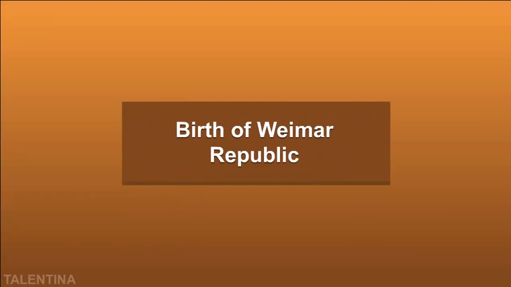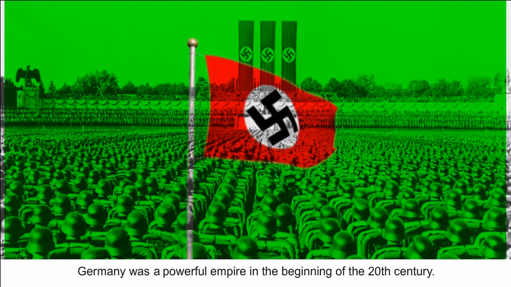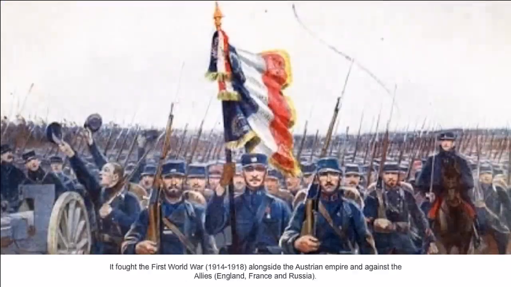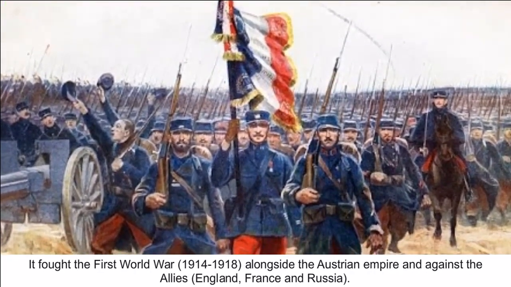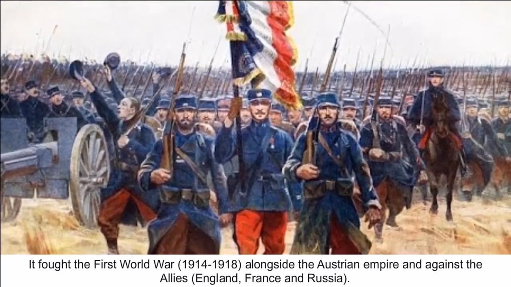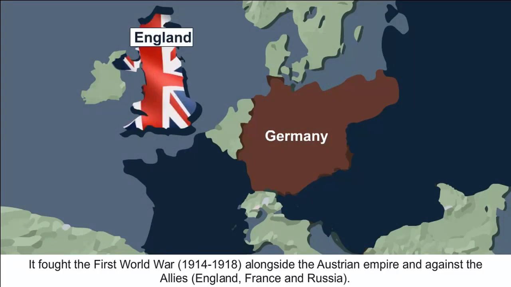Birth of Weimar Republic. Germany was a powerful empire in the beginning of the 20th century. It fought the First World War, 1914 to 1918, alongside the Austrian Empire and against the Allies, England, France and Russia.